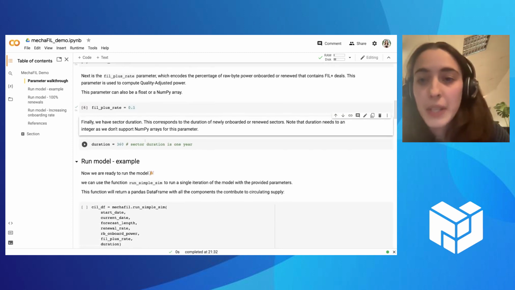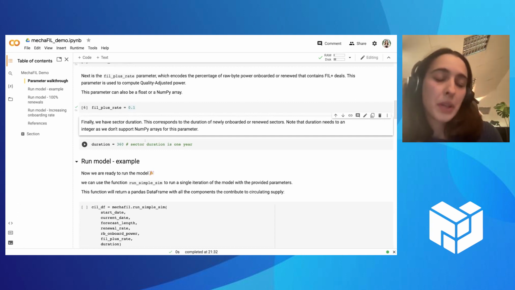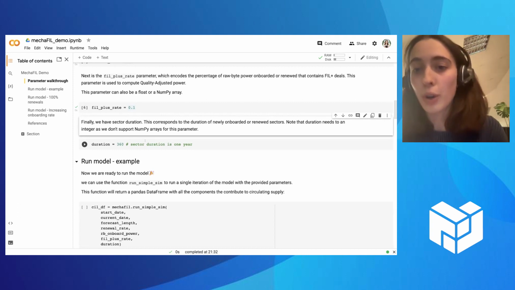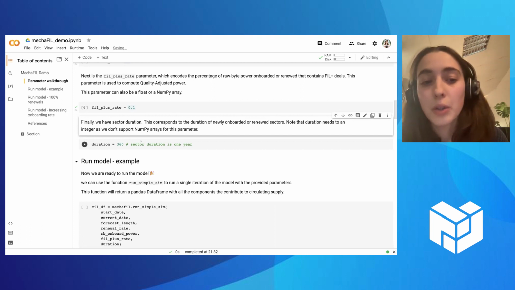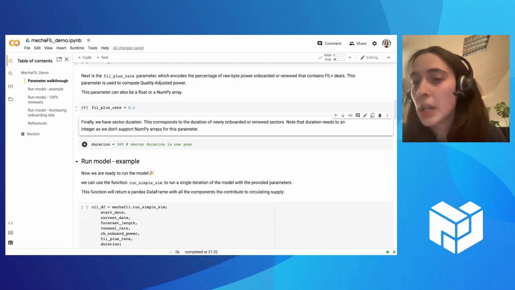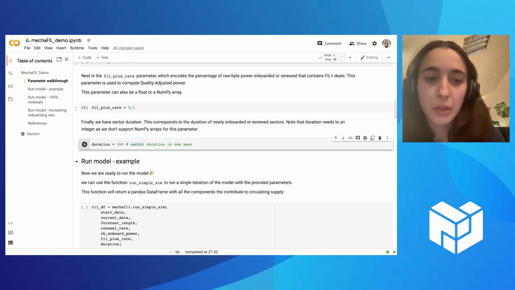And finally, we have sector duration. So another choice that storage providers have is when they are onboarding the sector, for how long are they committing the sector? And here, this is controlled by these duration parameters. So here we are assuming that all new sectors that are being onboarded, they are being onboarded with a duration of 1 year. And this can only be one value. So you cannot provide here a vector. So it's just all sectors have the same duration.